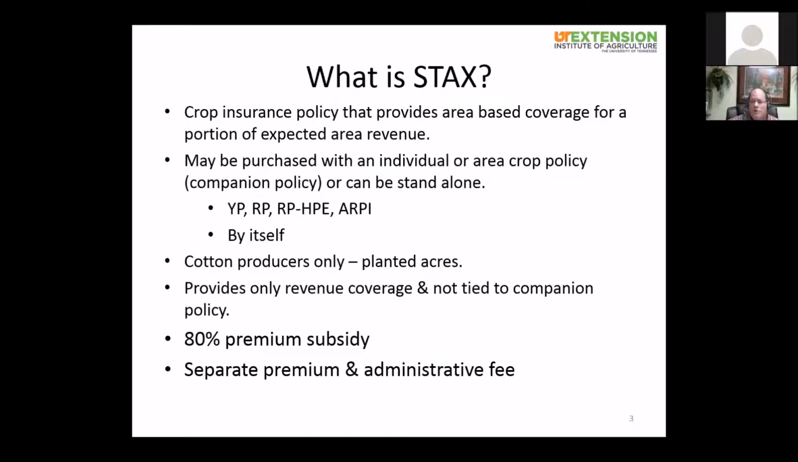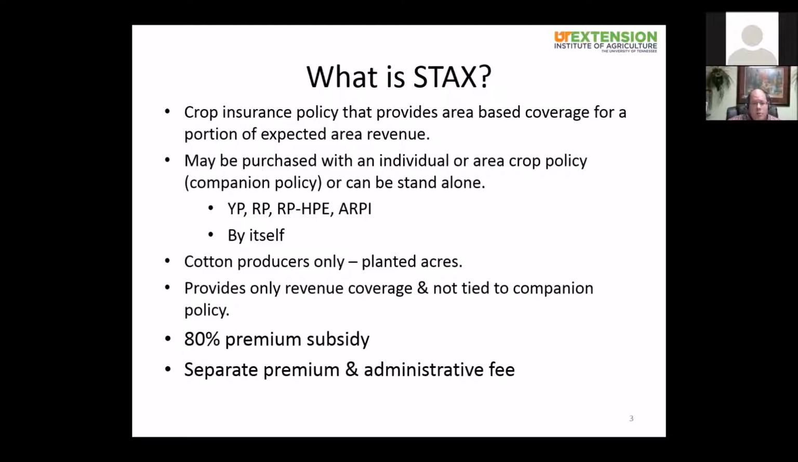All right, so let's talk about what STAX is. It's strictly a crop insurance policy that provides area-based coverage for a portion of the expected area revenue, and it's more commonly referred to as a shallow loss insurance coverage. It can be purchased with an individual or area crop policy, what we would call the companion policy, or it can stand alone. Now, that's an important difference between STAX and SCO: SCO would have to be purchased with a companion policy, whereas STAX can stand alone.